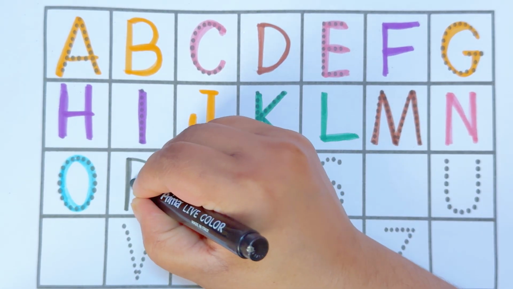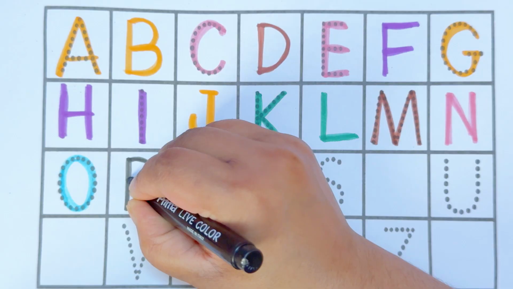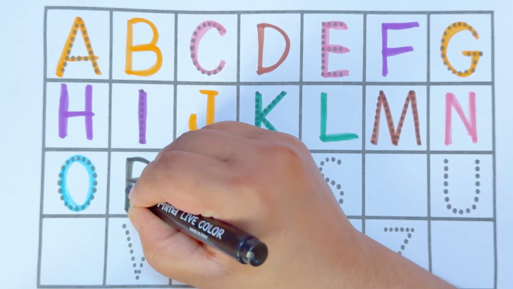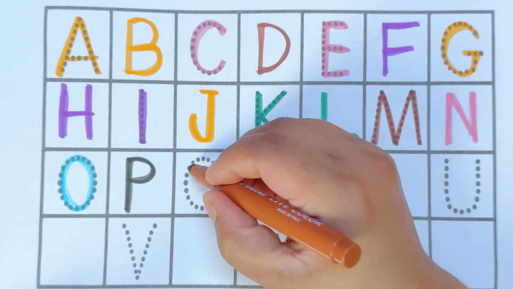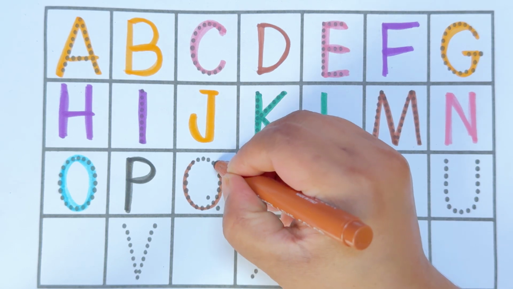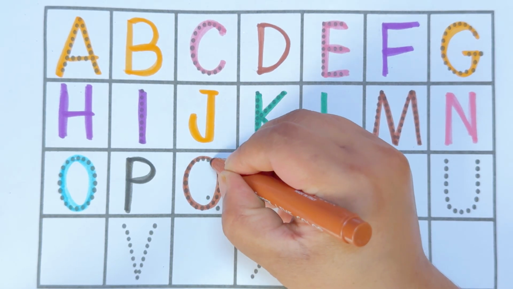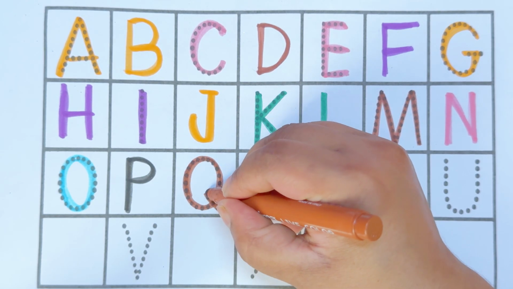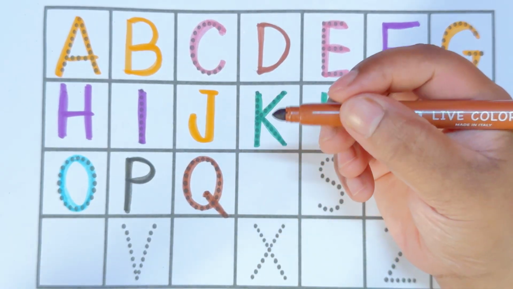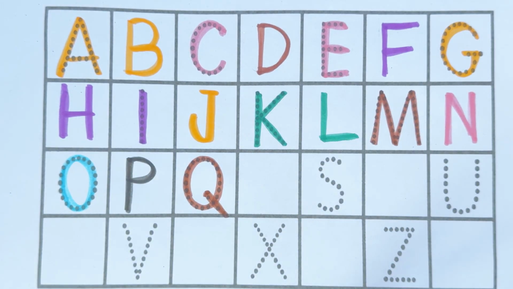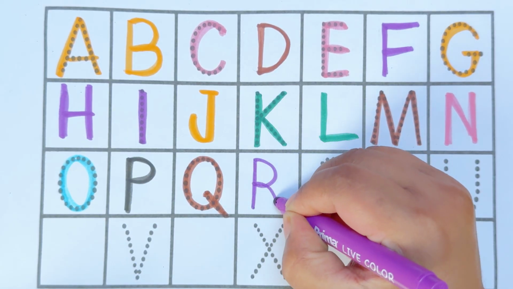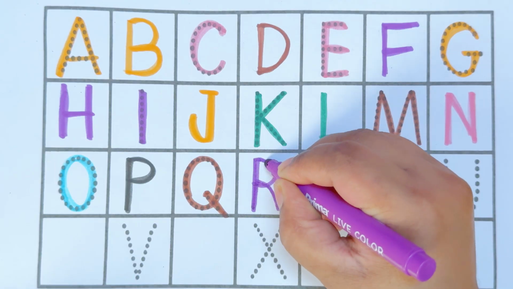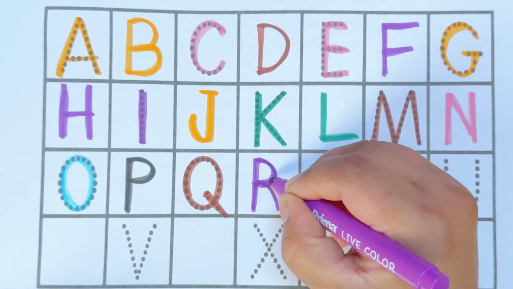P for penguin, P for parrot. Q for queen, Q for quarter. R for rose, R for rabbit.